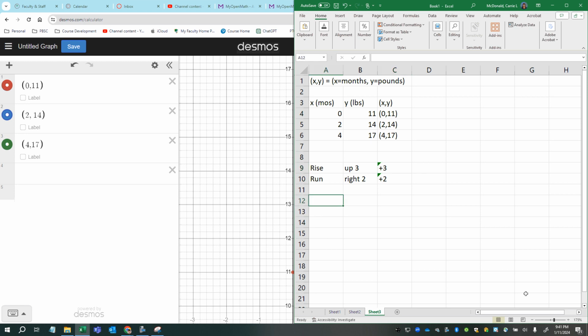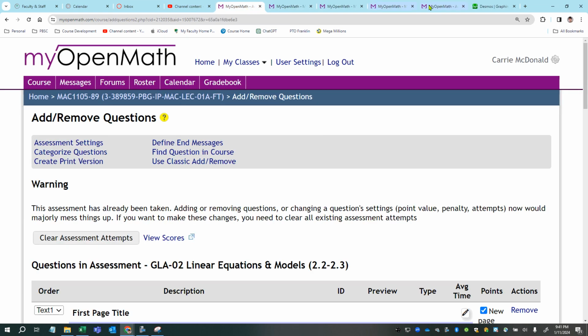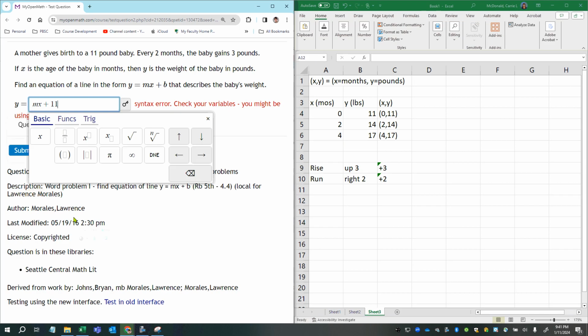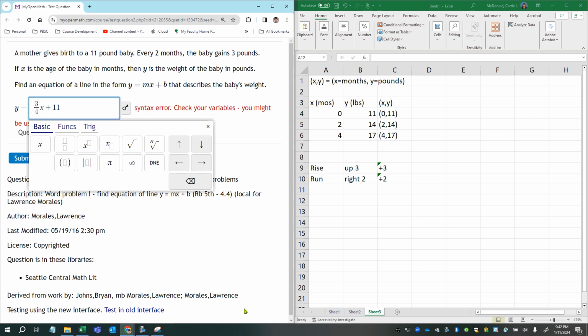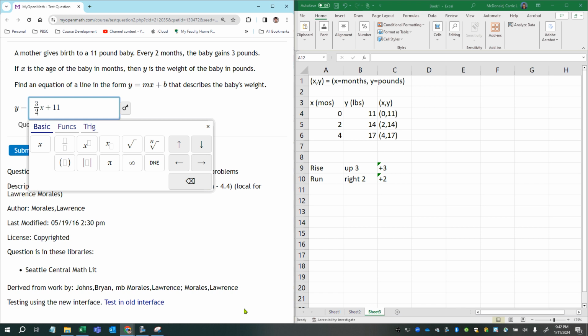So our answer to our question, hang on now. Here we are back at the question. We just needed the slope. We found that it's 3 over 2. So we should be good now.